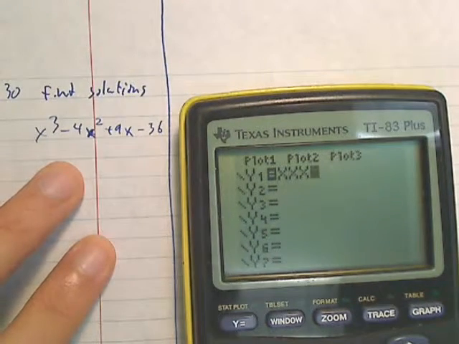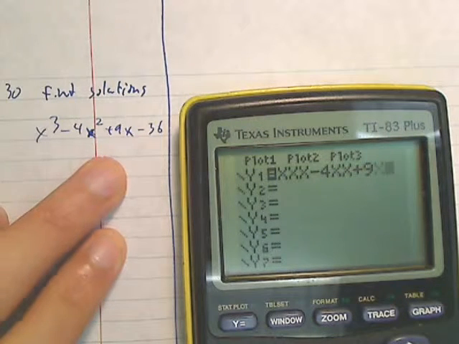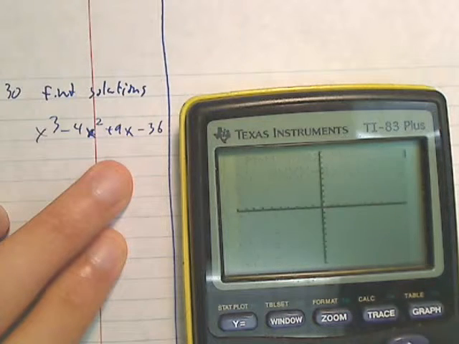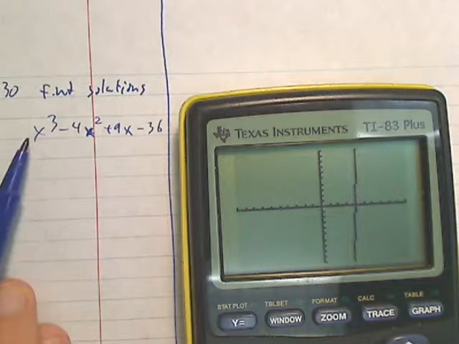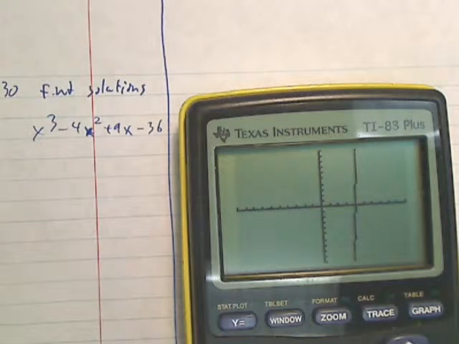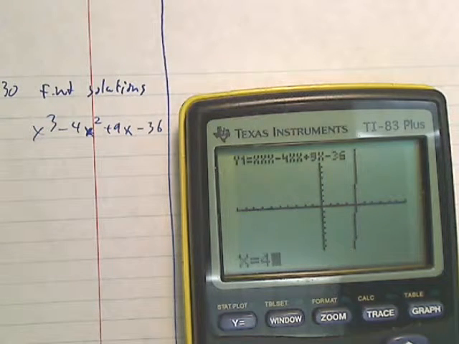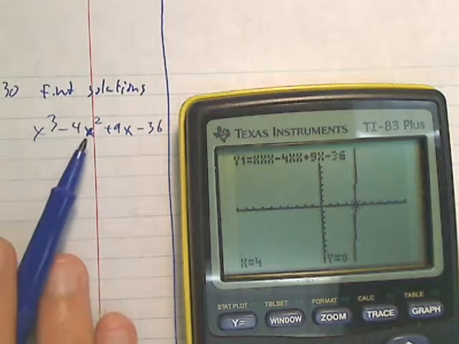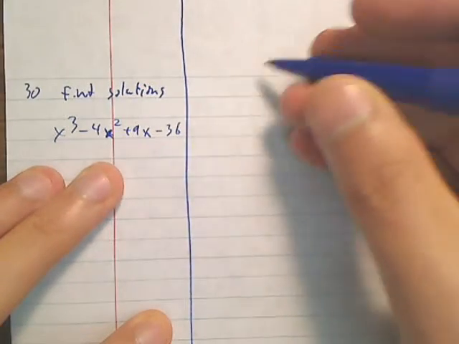So x cubed minus 4x squared plus 9x minus 36. And let's graph this. All of the rational roots have to be whole numbers because I have a 1 here. By the rational root theorem, it's going to be something over 1, so all the possible rational roots have to be whole numbers. And 4 looks good, right? Trace to 4. I only need one solution because once I divide by that using synthetic division, I'll have a second degree equation, and then I can just use the quadratic formula. So the solution I found on my graph was 4.